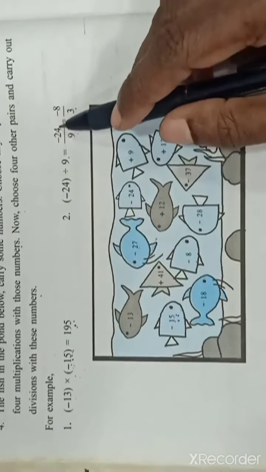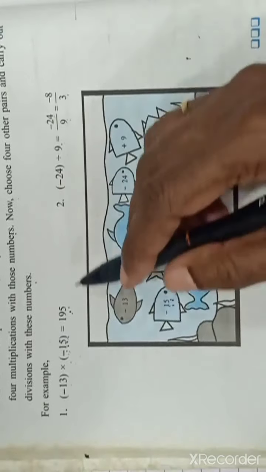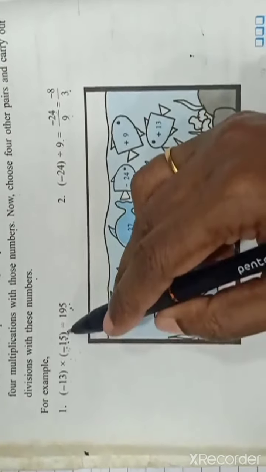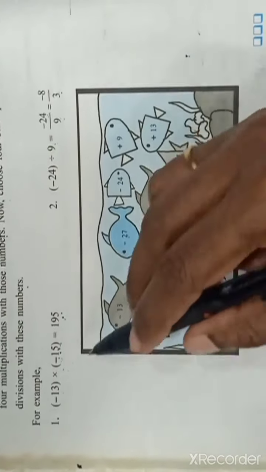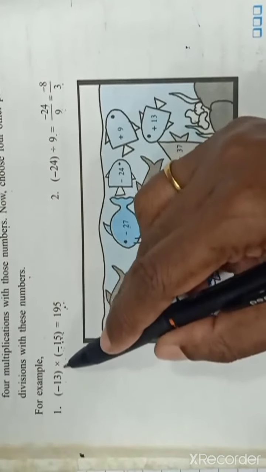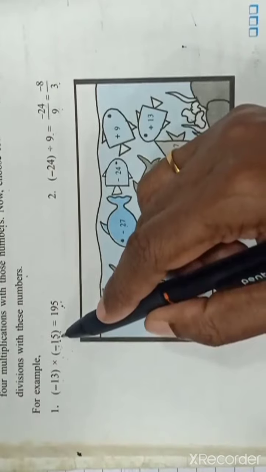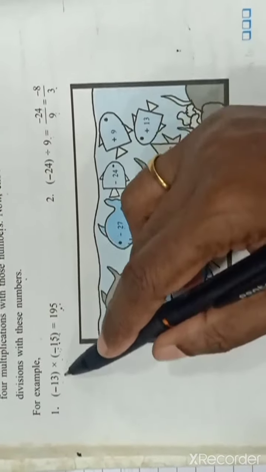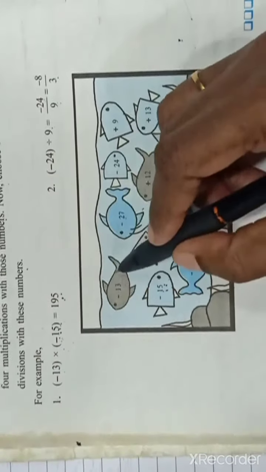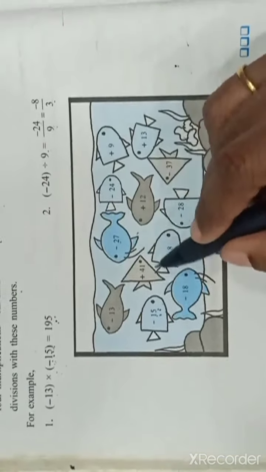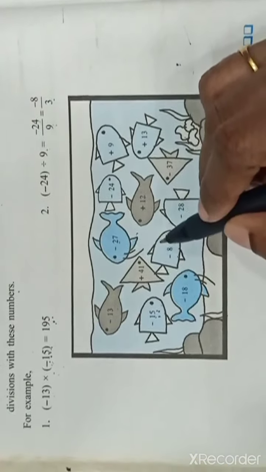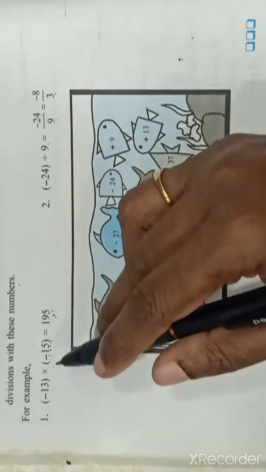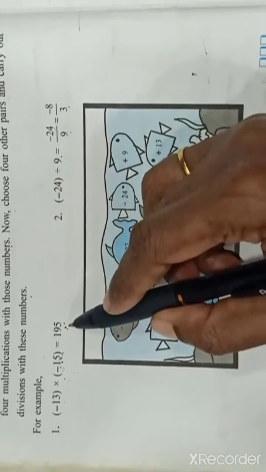Okay, so one example they have given, we'll see now. The first one, minus 13 multiplied by minus 15. Okay, minus minus becomes plus, 13 multiplied by 15 is 195. Okay, so one pair they have given, you have to take 3 more pairs. You can take any numbers. It is not necessary that you have to take this or this. You can take any two numbers, you multiply and you will get the answer here.